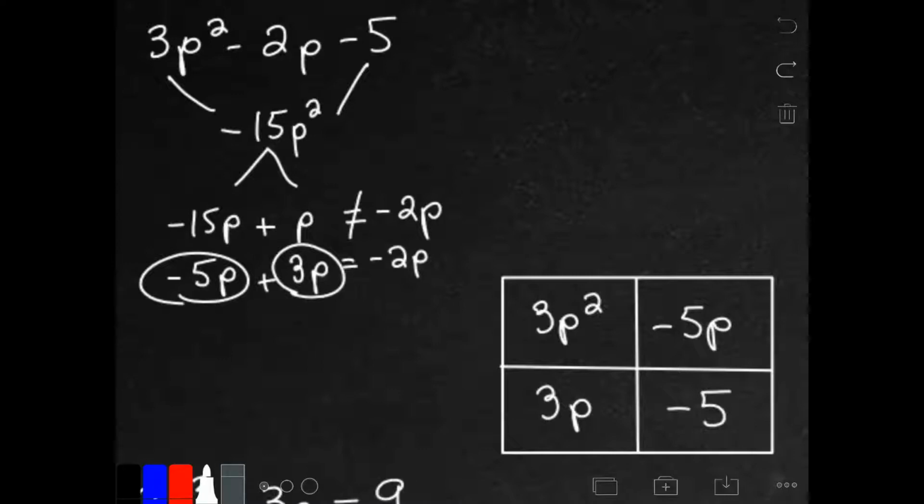Now an important note about using the box method to factor is that you always want to factor along the left-hand side and the top of the box. I'm going to show you why in a little bit here. So what I'm going to do is factor this top row, so 3p squared and 5p. Well, I can factor out a p. In the bottom row, 3p and negative 5, well, they don't have any common factors, so we can factor out a 1.